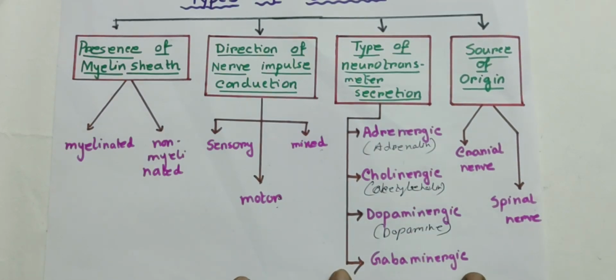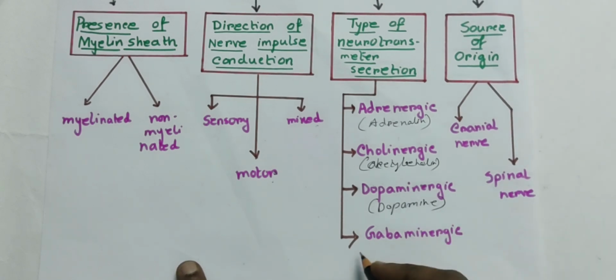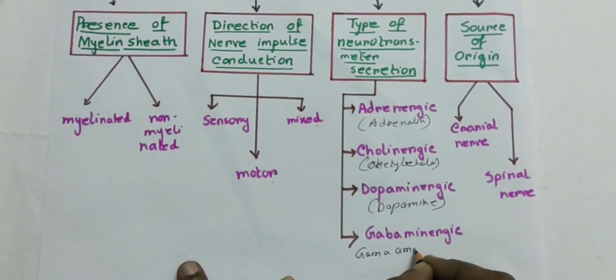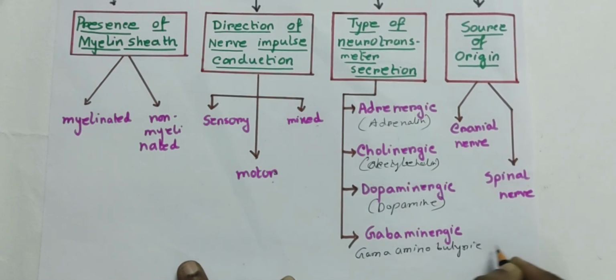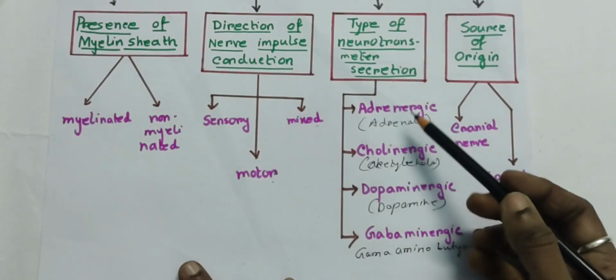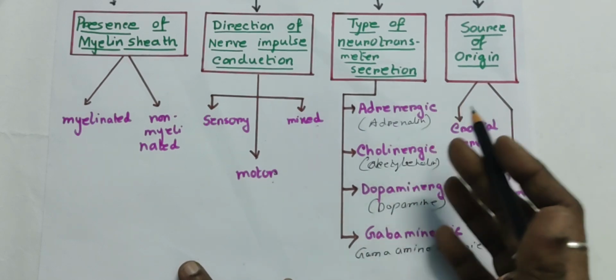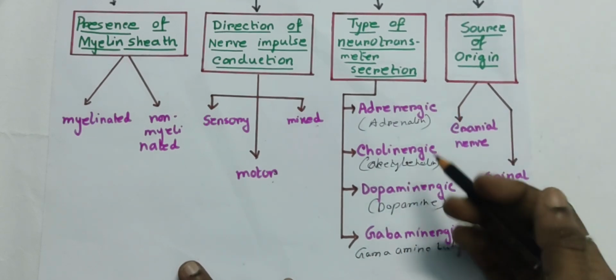And GABAminergic, which secretes the neurotransmitter gamma aminobutyric acid. If the neurotransmitter is gamma aminobutyric acid, then that nerve is called the GABAminergic. So these are the four types based on the type of neurotransmitter secreted.